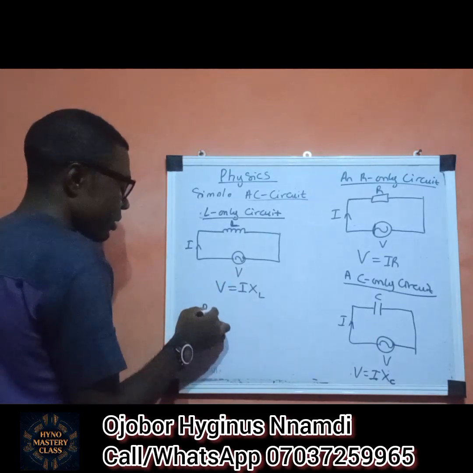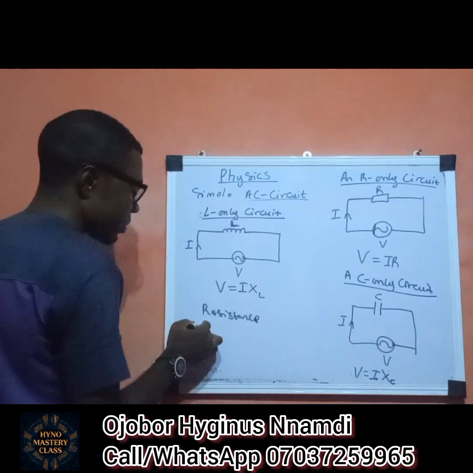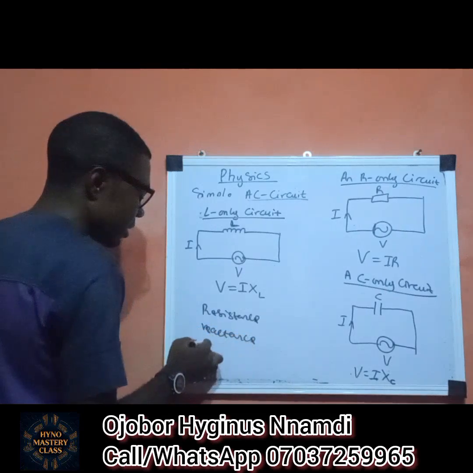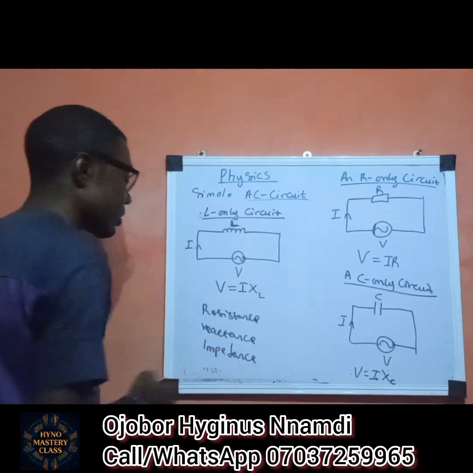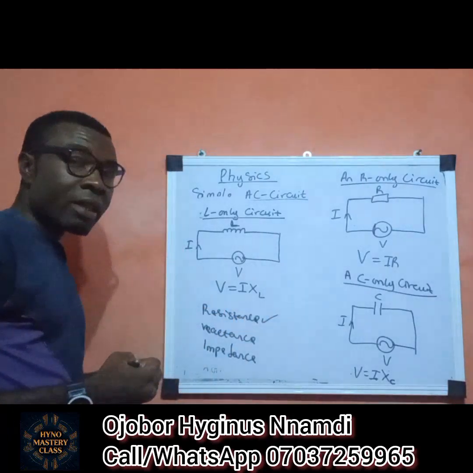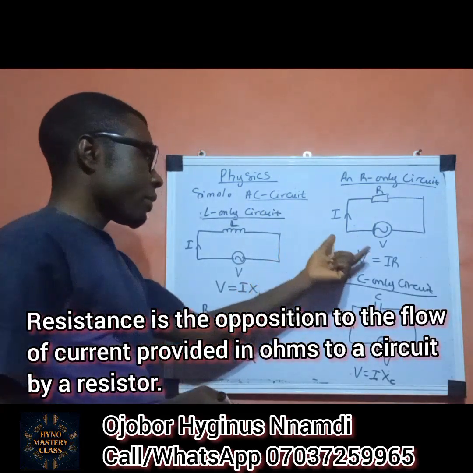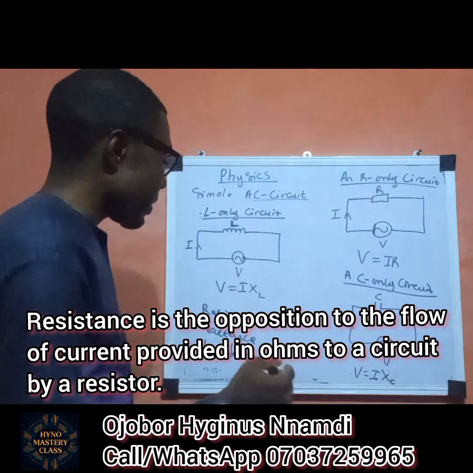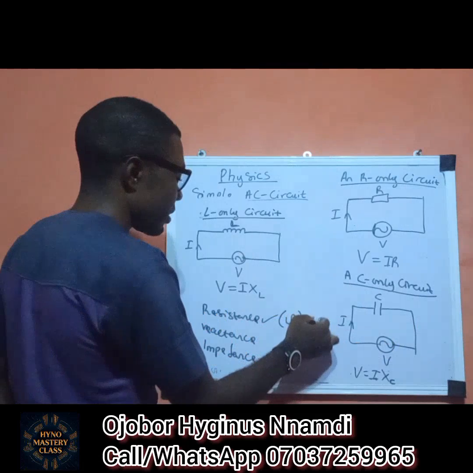We have the resistance, we have the reactance, and we have the impedance. Number one, resistance. This is the opposition provided to the flow of current by a resistor in a circuit, and it is measured in ohms, represented with capital letter R.